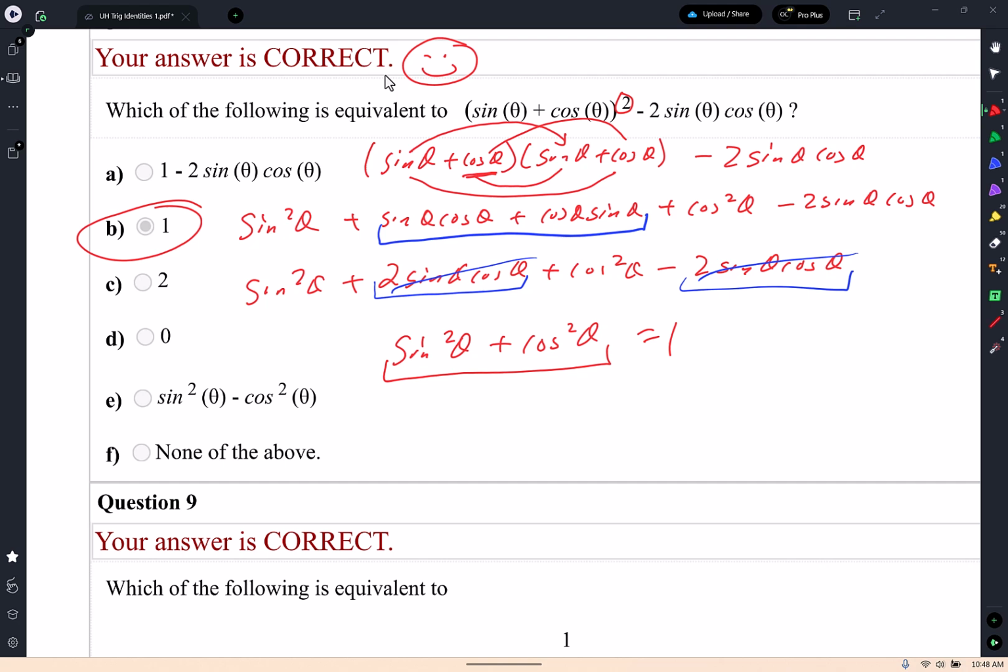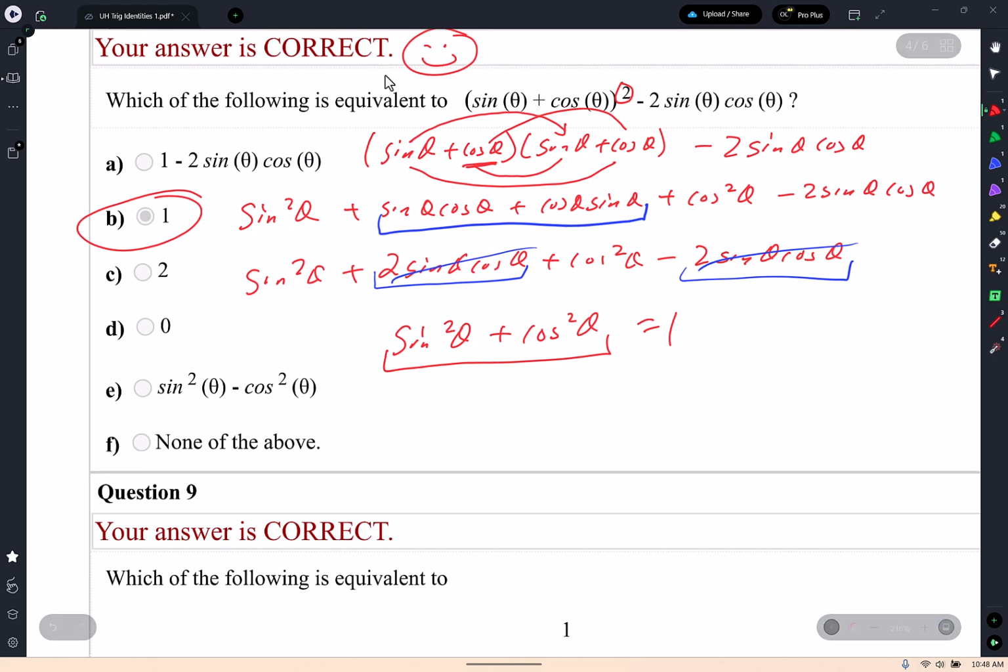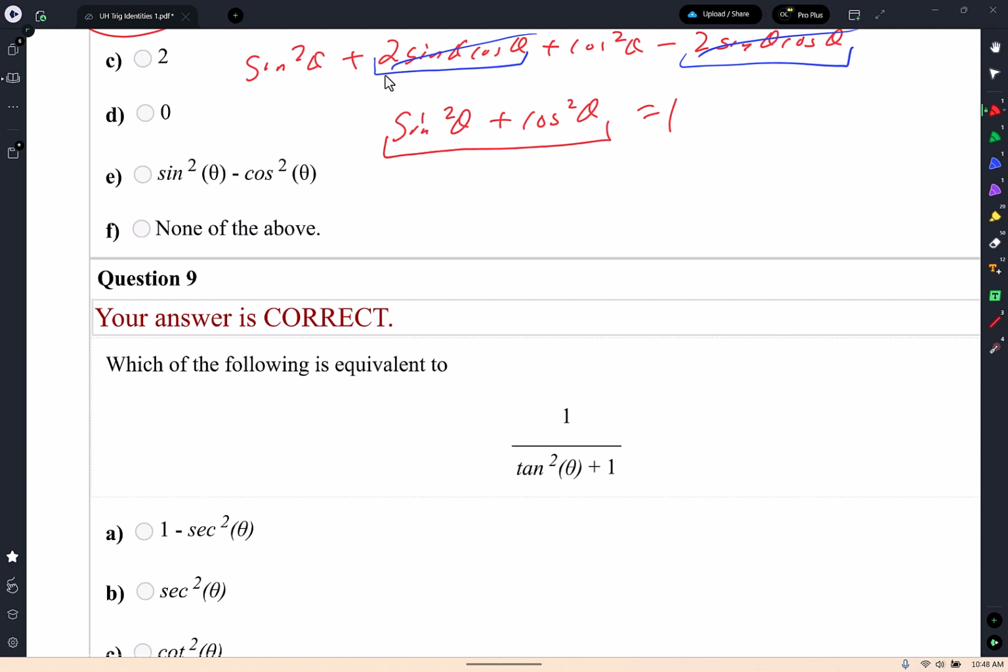This person got it right. Yay. She was doing really good all the way until like question 10 or something. All right, question number 9.